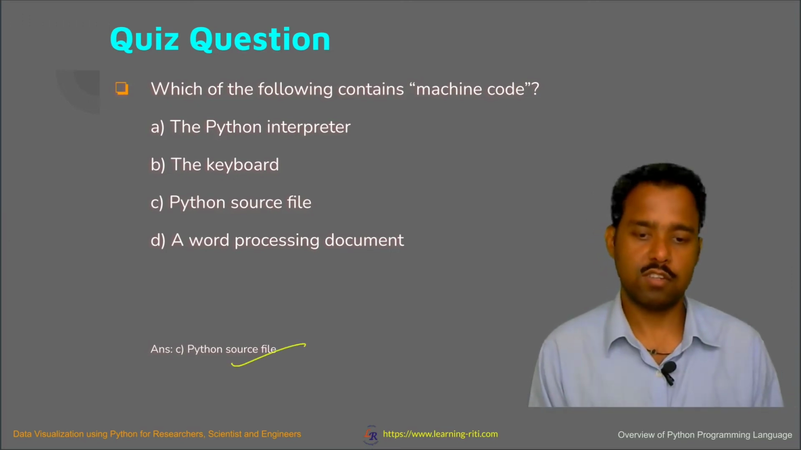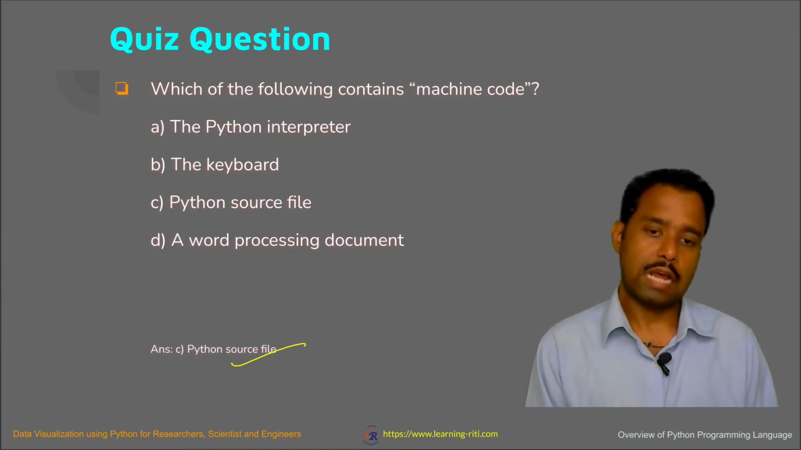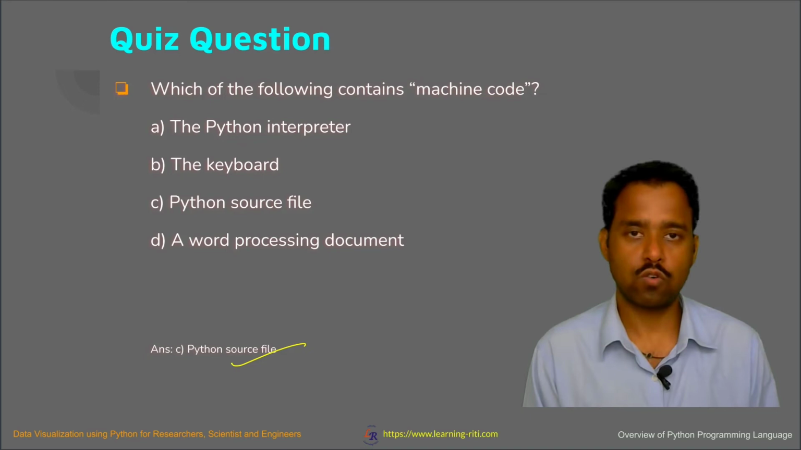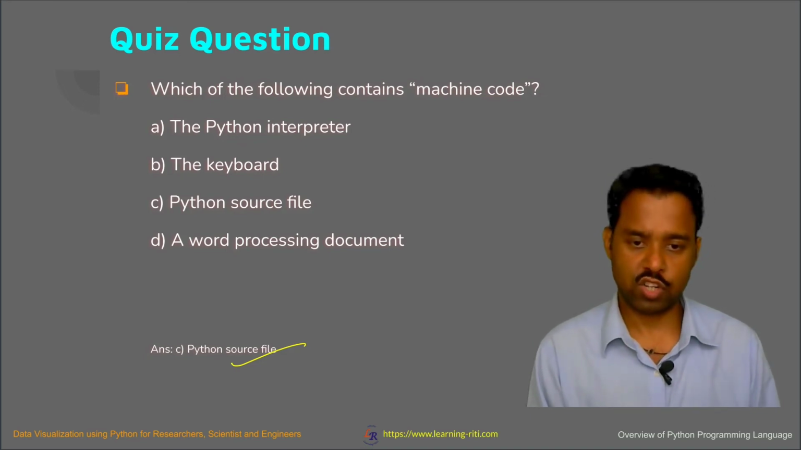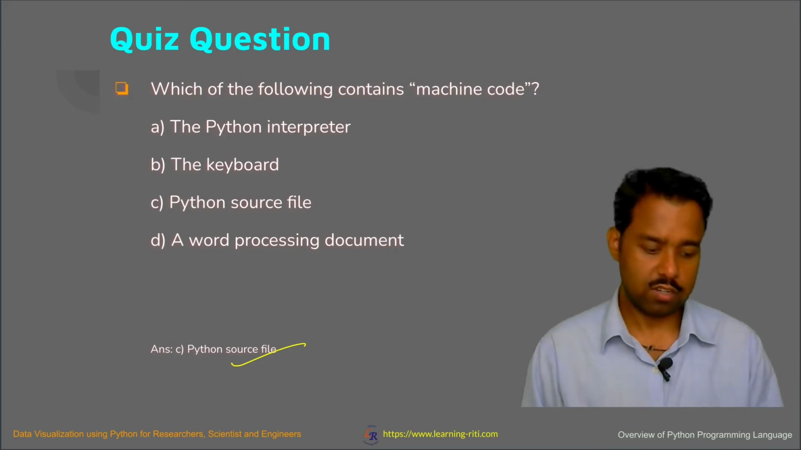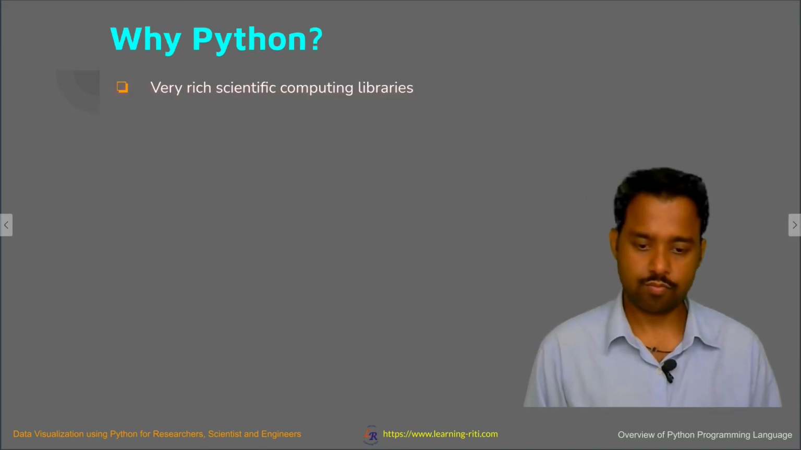Python source file is the source code. As we have seen, Python itself is a program, and when you save it, it is converted into machine code and saved in the file for later execution. So it is the machine code. The Python source file itself is machine code saved in your machine.